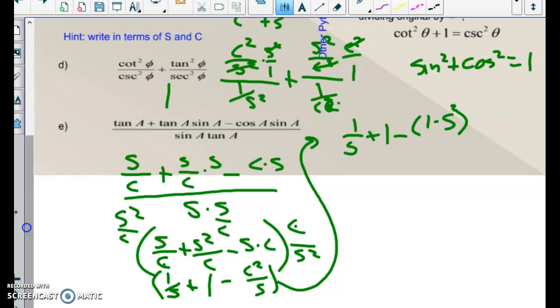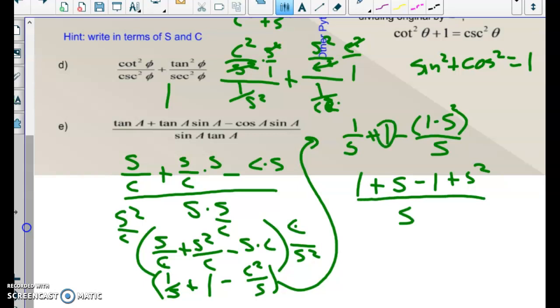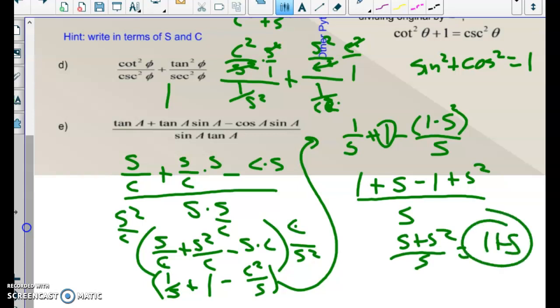And then I'm going to get my common denominator. So if I'm going to have an s, because we already have an s on the bottom here, I want to rewrite this as 1 plus s. I'm going to write 1 as s over s. And then I'm going to say minus 1 plus s squared all over s. So this 1 became s over s here. And the 1 and the negative 1 go away. So I'm left with s plus s squared all over s. Simplify that down, gives me 1 plus s. So I get 1 plus sine after all that simplifying.